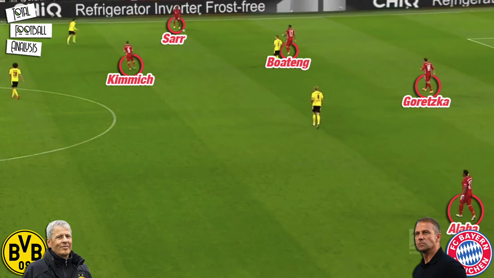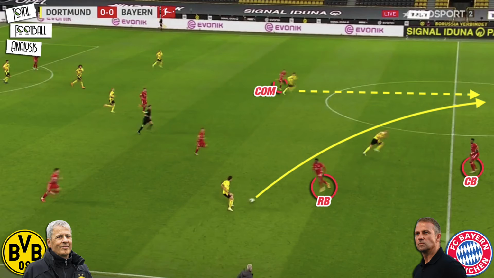Here Goretzka is positioned between the center backs, and Kimmich becomes an available passing option in midfield. With right back Sarr positioned rather deep, the dropping movement of Goretzka even creates a back four again, and Alaba, as the new left back on this occasion, can support the attack on the wing. But the attacking movements from Bayern's defenders also meant that they had to defend counterattacks with only few players.